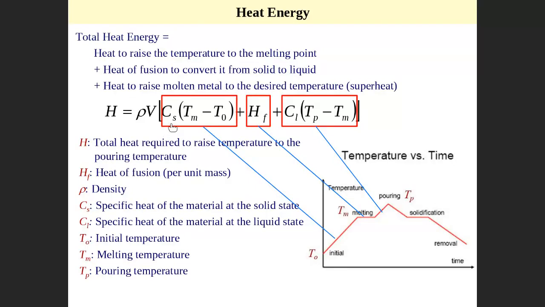The first stage is Cs multiplied by Tm minus To. Tm is the melting temperature. To is room temperature. Tm minus To is the number of degrees Celsius that you would like to increase from To to Tm. What is Cs? Cs is what we call the specific heat of the material at solid state.